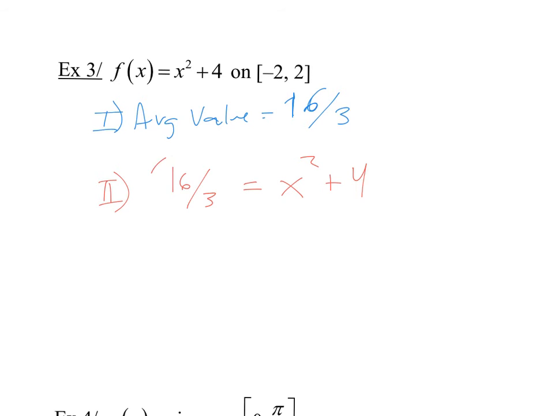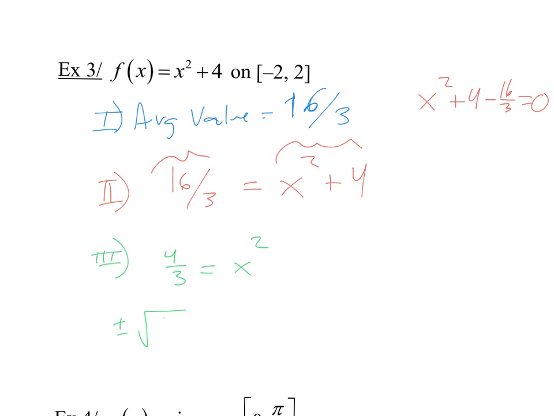In your calculator, you could graph these separately, and when you graph those separately, you would see where they intersect, or you could get everything to one side, set equal to 0, and see where it crosses the x-axis. I'm going to solve this by hand. So I'm going to subtract 4 from both sides. Subtracting 4 is like subtracting 12/3, so I'll be left with 4/3 equals x squared, and then I'll take the square root of both sides. That'll be the positive or negative square root of 4/3 equals x.